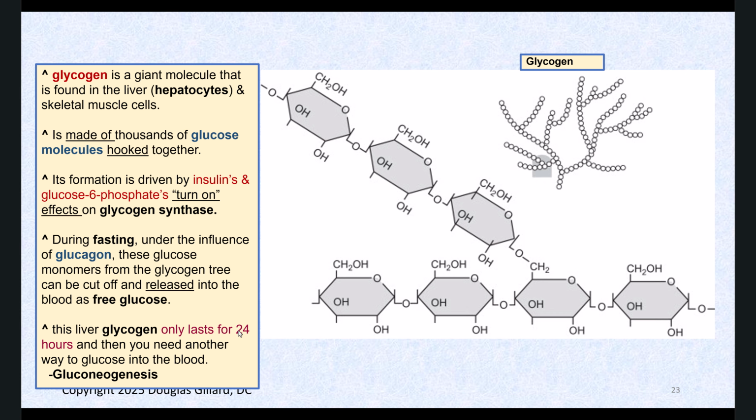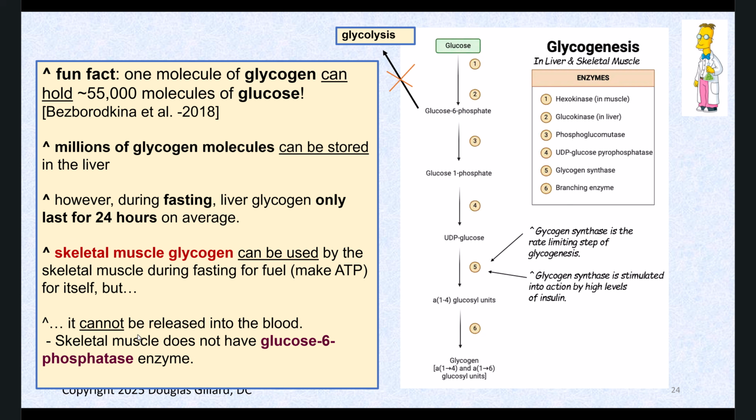But if we see a board question, it says 16, 18, or 24. That's how long glycogen can be used to make glucose or put glucose in the blood. After that, we have to go into gluconeogenesis. Fun fact, kind of said this already, one molecule of glycogen can hold 55,000 molecules of glucose. There's millions of glycogen molecules in the liver itself. During fasting, liver glycogen only lasts for 24 hours. We said all this already.